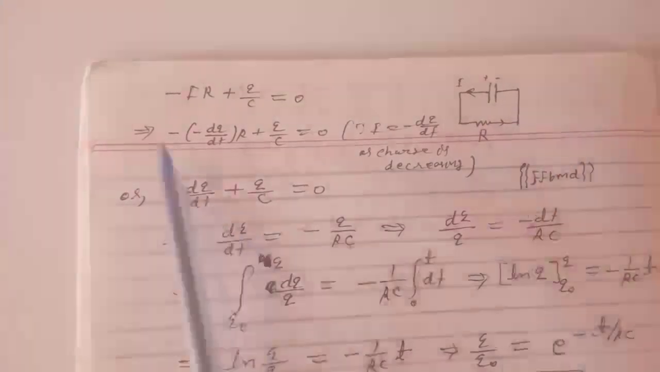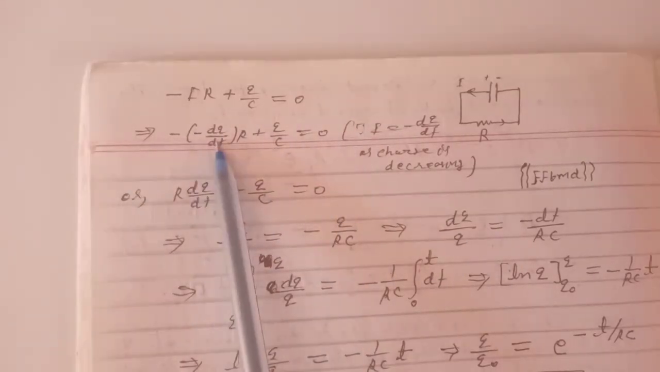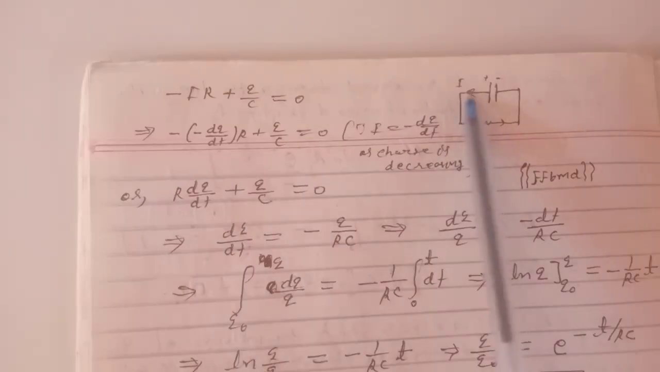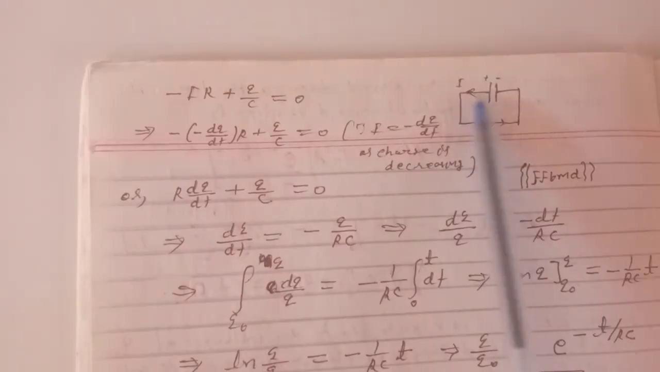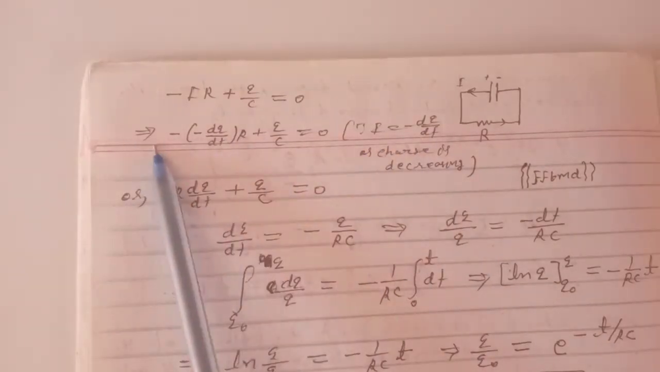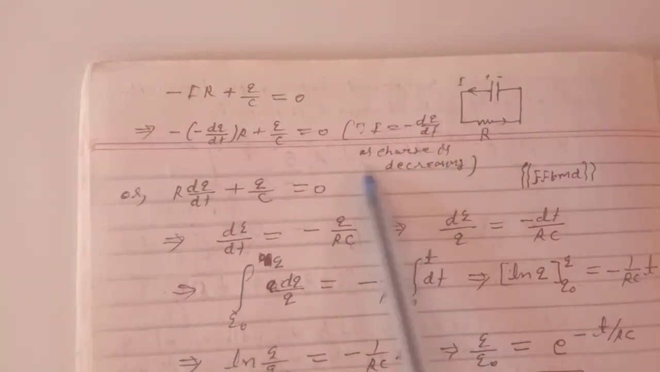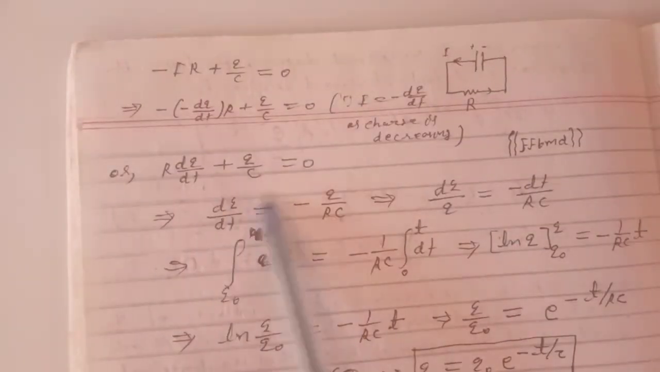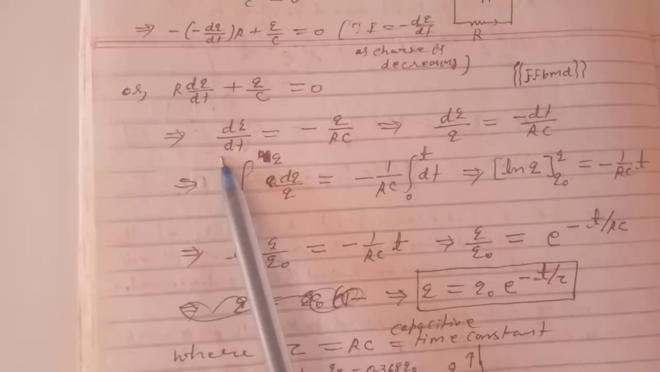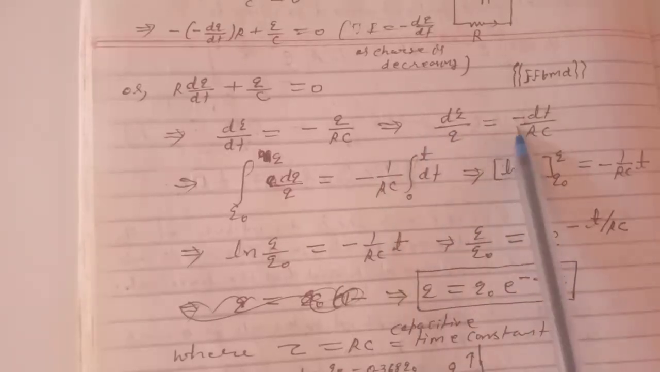Now applying Kirchhoff's law in this, minus IR plus Q by C equals 0. This implies minus dq by dt into R, because in this case the charge is decreasing, so we have taken minus dq by dt. So minus dq by dt into R plus q by C equals 0, since I equals minus dq by dt, as the charge is decreasing. Or R dq by dt plus q by C equals 0. This implies dq by dt equals minus q by RC. This implies dq by q equals minus dt by RC.